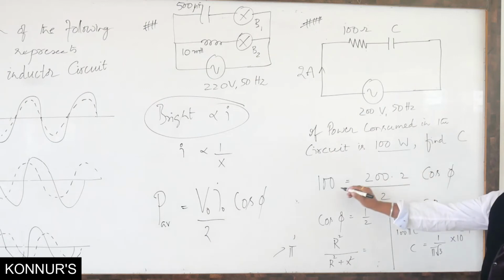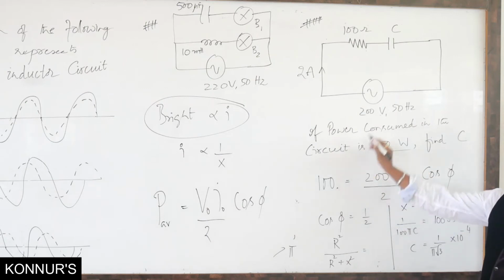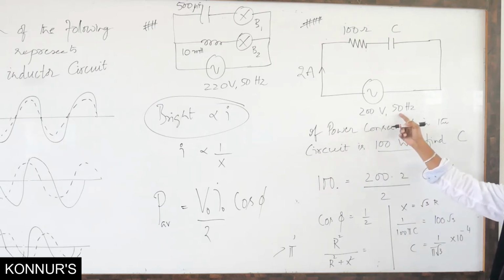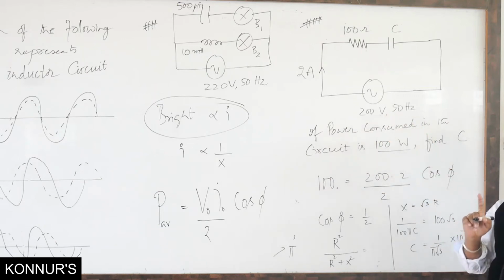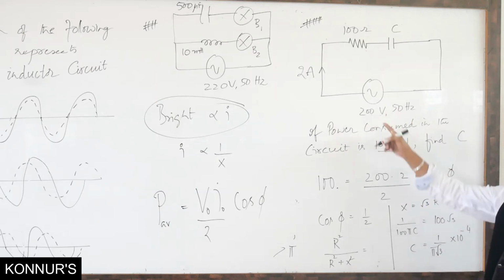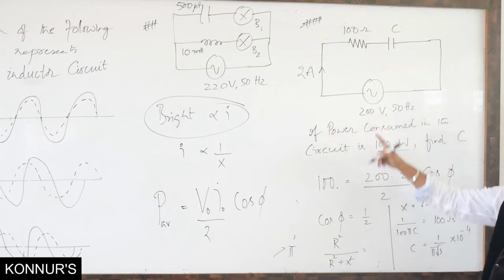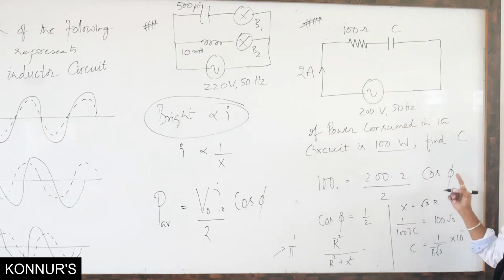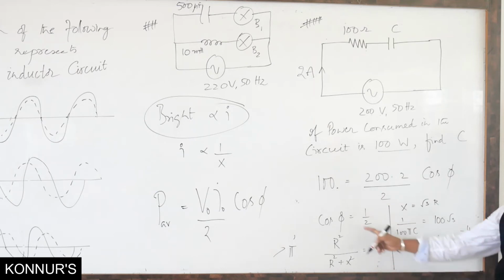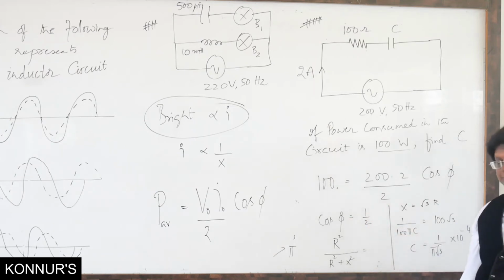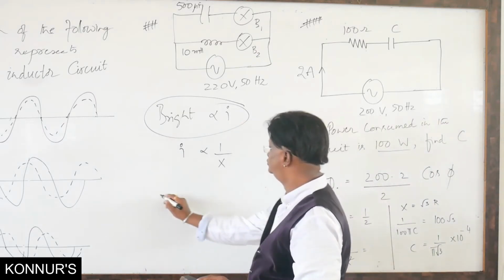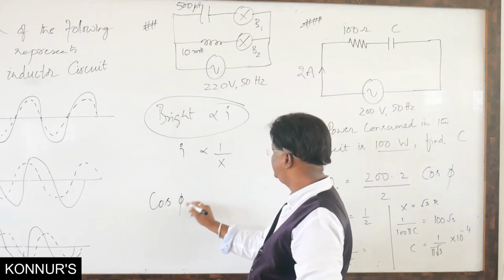Now you see, power 100 watt is equal to 200 V0 value, because whenever you are given data like this, the value refers to peak value, not RMS value. So this is 200 for V0, and I0 is also given, which is 2, by 2 times cos phi. This will show you that cos phi is equal to 1 by 2. What is the cos phi? Earlier I told you, cos phi is equal to R by Z.